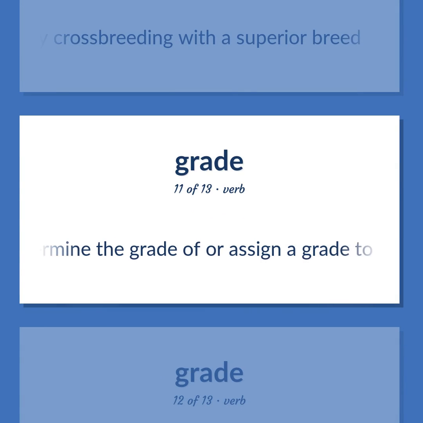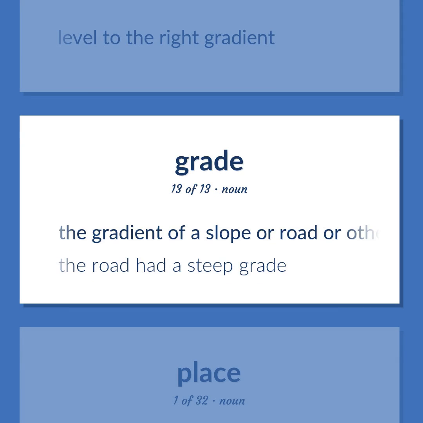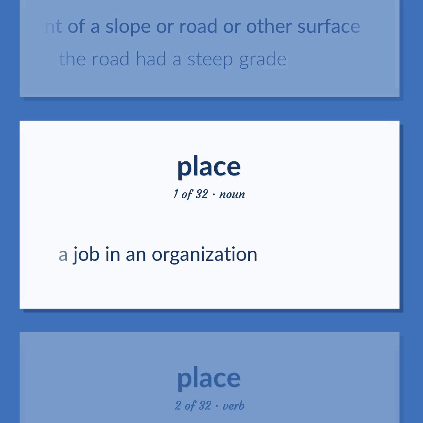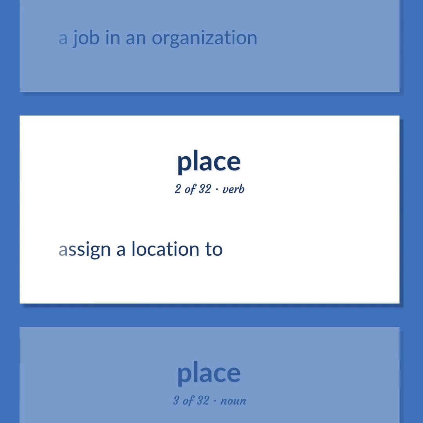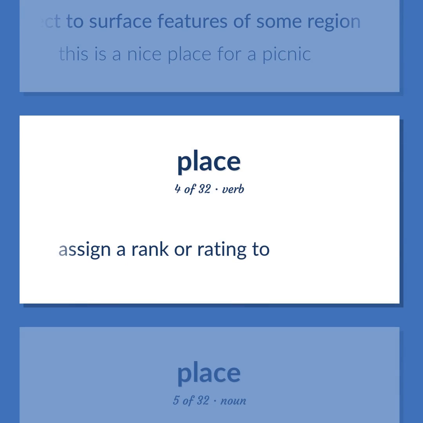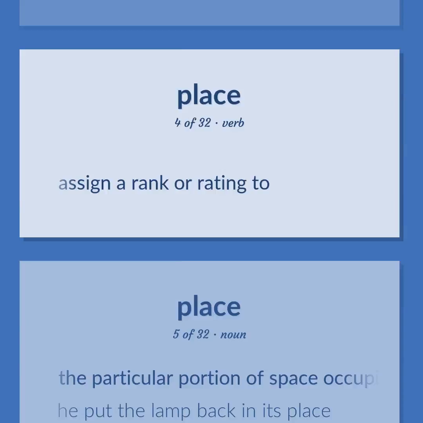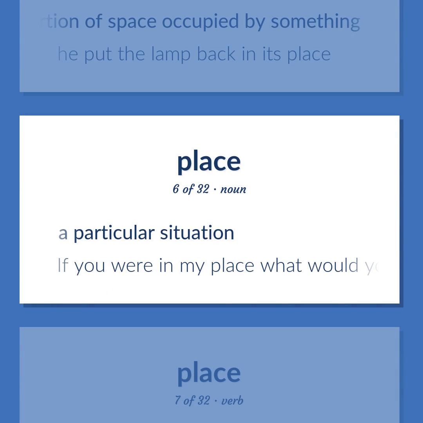Determine the grade of or assign a grade to. Level to the right gradient. The gradient of a slope or road or other surface. The road had a steep grade. A job in an organization. Assign a location to. A point located with respect to surface features of some region. This is a nice place for a picnic. Assign a rank or rating to. The particular portion of space occupied by something. He put the lamp back in its place. A particular situation. If you were in my place, what would you do?